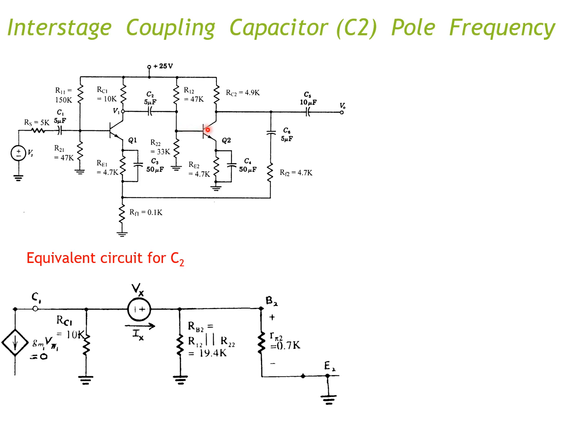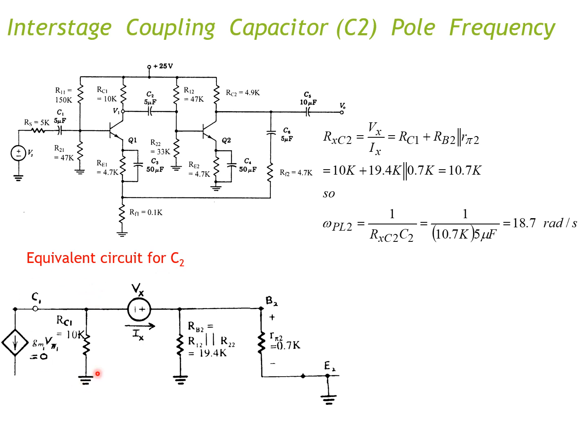Then up to here, this is shorted. So the E is shorted to ground. Okay, so I can just basically stop right there. Since there's no resistance in here, that's going to be way easier. So for the left side, how can I find Rx? Left side plus right side, which is RB2 parallel R pi 2, 10.7K. Now the pole for C2 will be 18.7 radian per second. So note that there is no RE2 because this one is shorted.